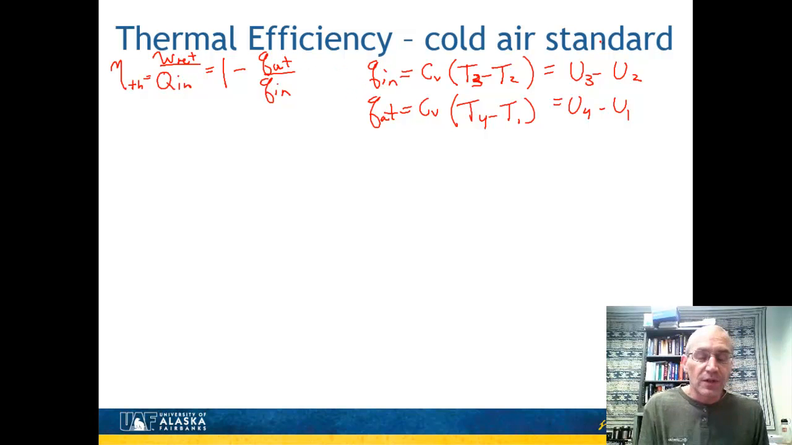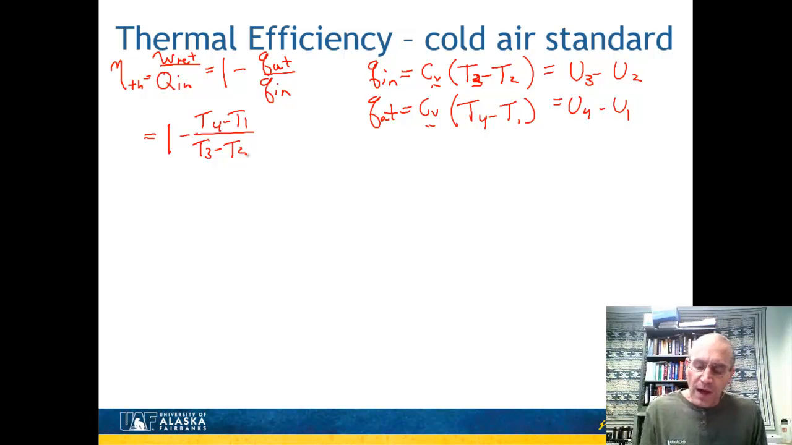Now, the cold air standard assumption assumed that we had an ideal gas with a constant heat capacity, and that's why I'm able to do these CV substitutions here for the internal energy terms. So now if I put that in, my CV terms are going to cancel, and with a simple equation, this is going to be equal to 1 minus T4 minus T1 normalized by T3 minus T2.